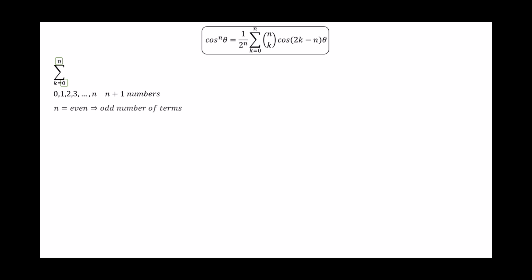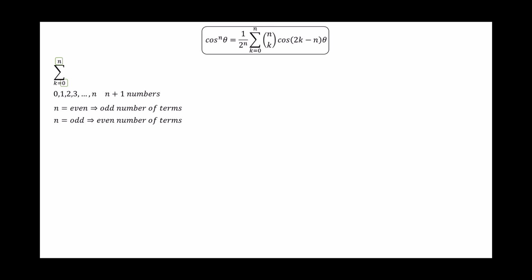And if n is even, then we know for sure that n plus 1 is odd. And conversely, if n is odd, then we get an even number of terms to sum. Maybe that doesn't tell you much right now, but you will see why it matters later.